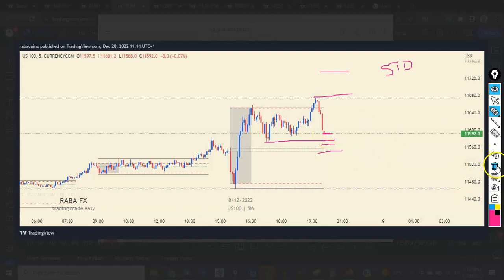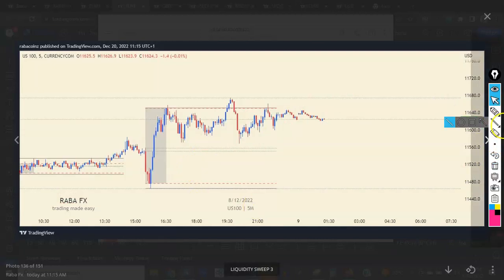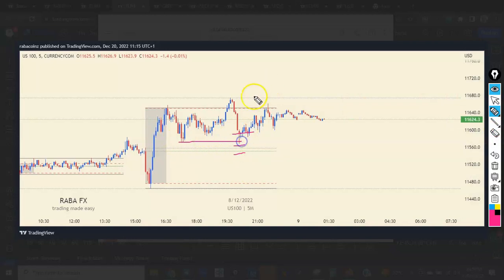Let's see what happened. Now, as you can see, we took our entry here, stop loss below here or here. It all depends on you. And then you can see price move up to this point. Now, the DR levels are a good area of target. Okay. So you can take some partials here while you wait for price to get to your destination.